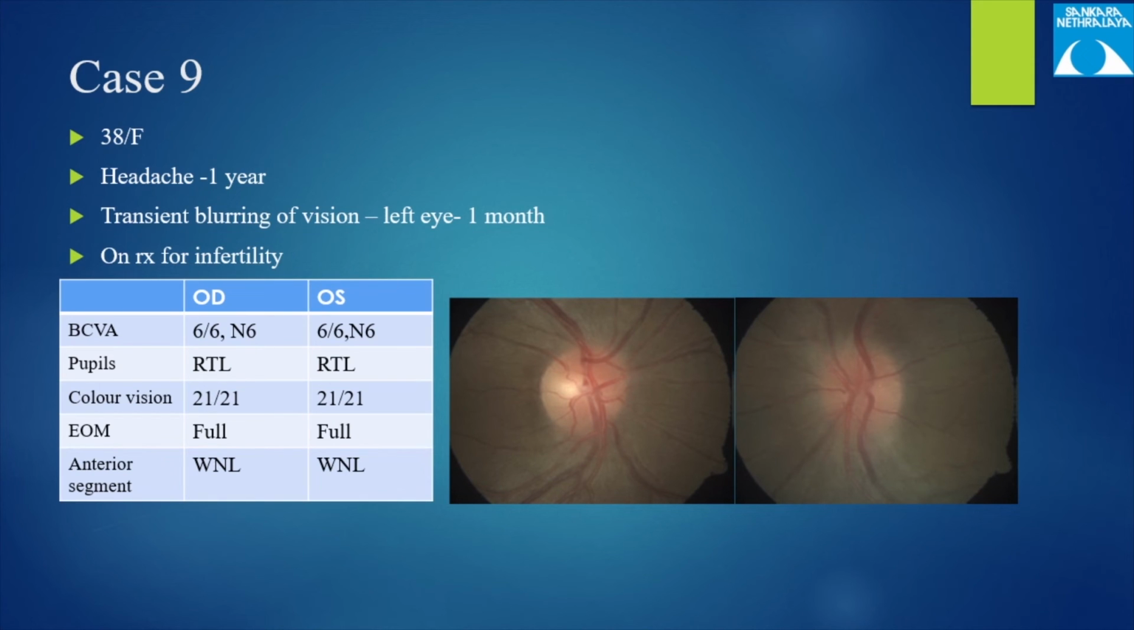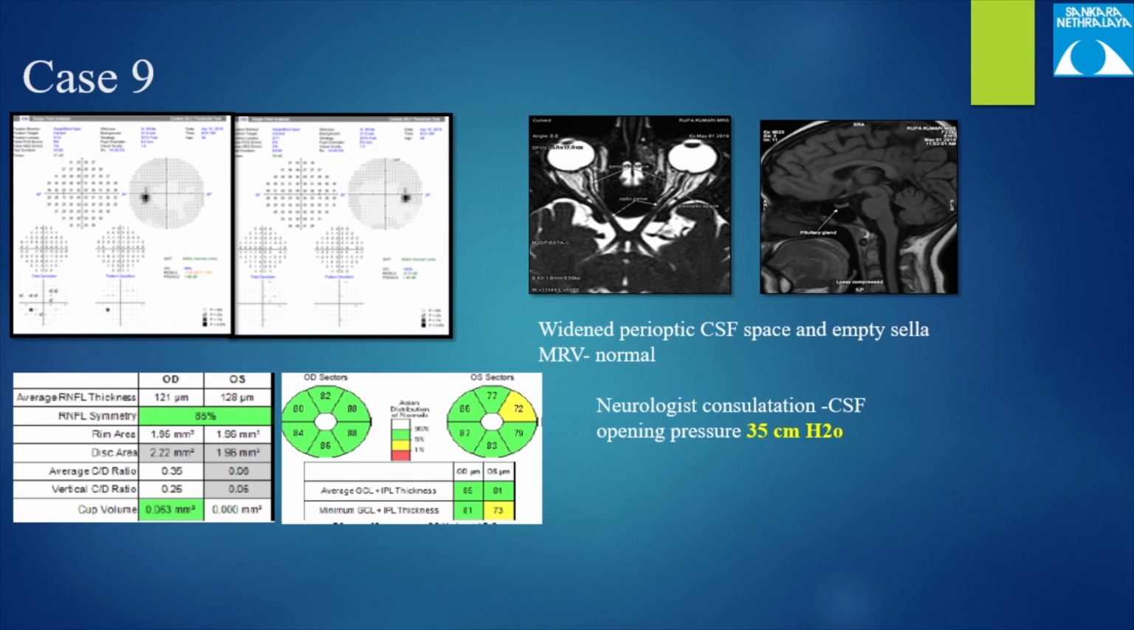Idiopathic intracranial hypertension in those. Can it still be this? I mean, there is so much asymmetry. Can it still be papilledema or IIH? It can be. See, her fields were normal. On OCT, the RNFL was fairly okay. GCC was normal. MRI showed widened perioptic CSF space and empty sella.